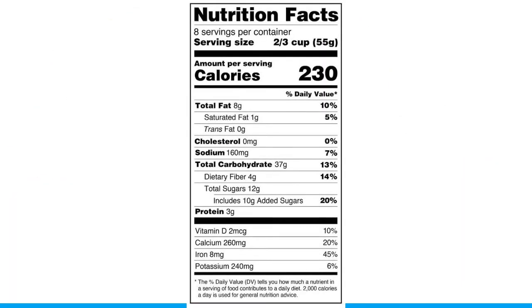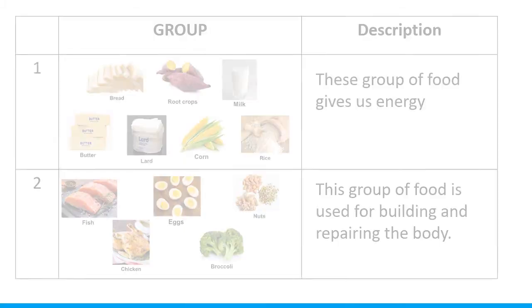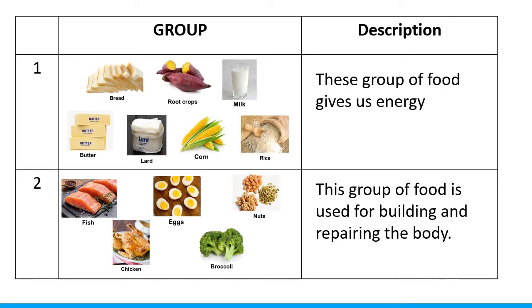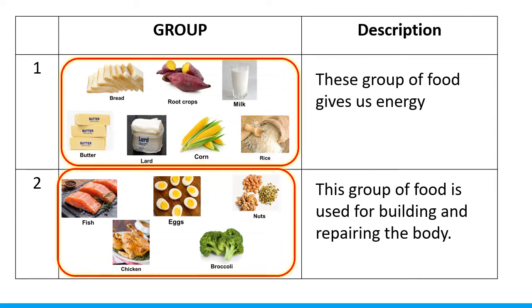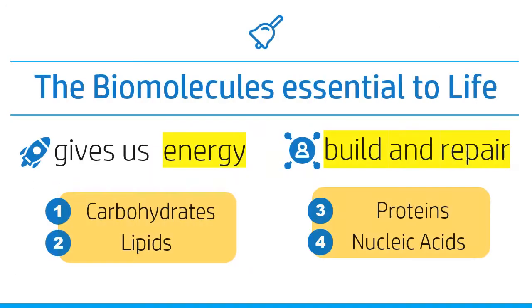Some of the biomolecules that we are going to study are present in this food as shown by the nutrition facts: fats, carbohydrates, and proteins. The 4th biomolecule that we will study are the nucleic acids. Let us look back to how we group these food samples here. Group 1 gives us energy and the other group builds and repairs the body. From these 2 groups arise the 4 categories of biomolecules essential to life. Number 1, carbohydrates, 2, lipids, 3, proteins, and number 4, nucleic acids. Let us study them one by one.